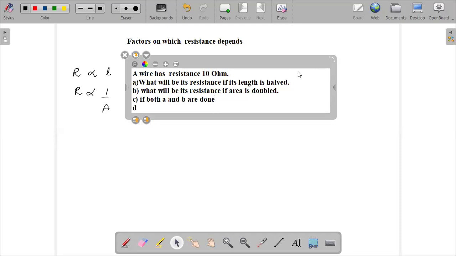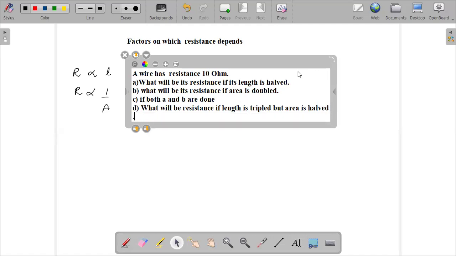The next one is what will be its resistance if length is tripled but area is half? What would be the answer?